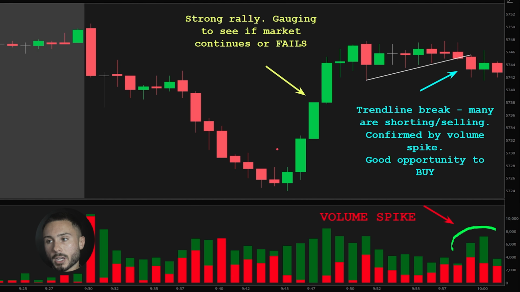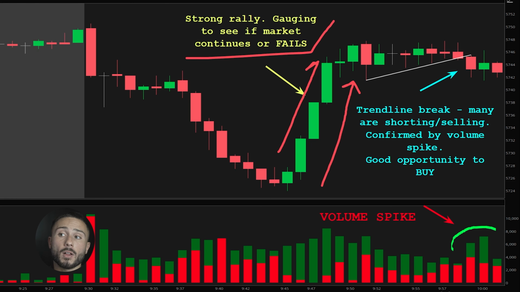Let's visualize this. So here we can see the market had a strong uptrend, a strong move up, and we want to gauge if the buyers from this rally right here are strong or if they fail and they're not so strong. The trend line breaks right here. Many are shorting a trend line break. We talked about this in a previous episode. We can confirm this by the volume.